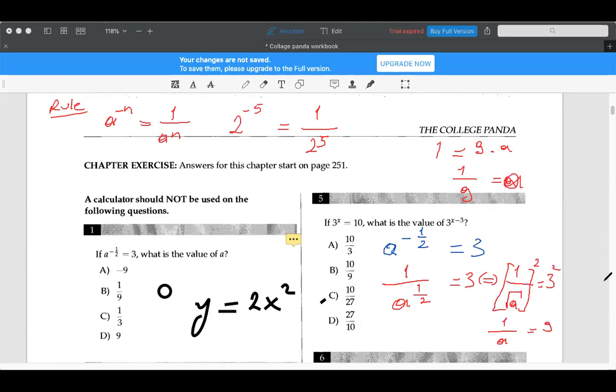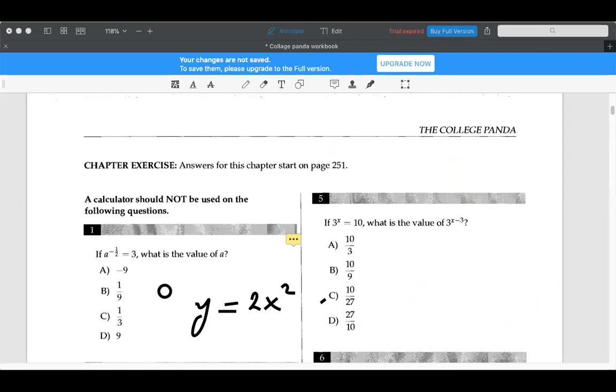But this is very, very long. I want to use a different way that is very simple, very easy. The way is this, everybody. A to the power of negative 1 over 2 is equal to 3. Please be careful. I want to find just A. How can I get A? If I eliminate its power, negative 1 over 2. If I take the negative 2 power, what will be?